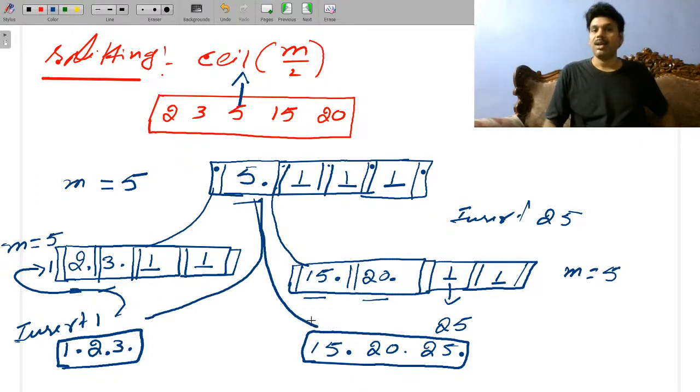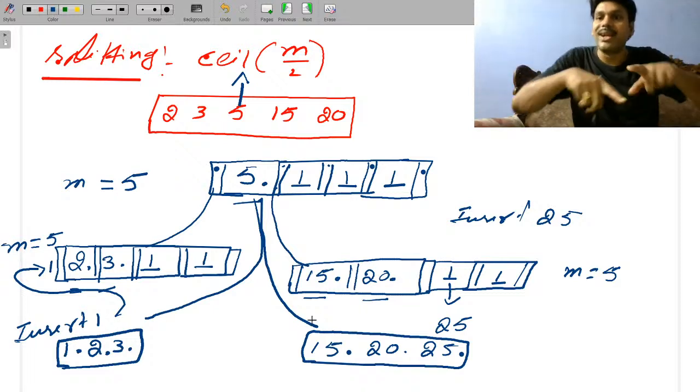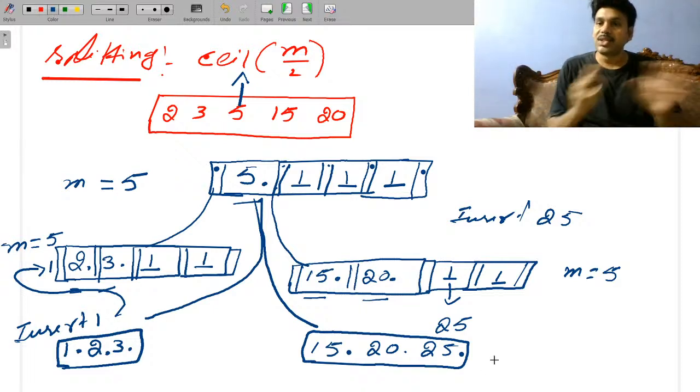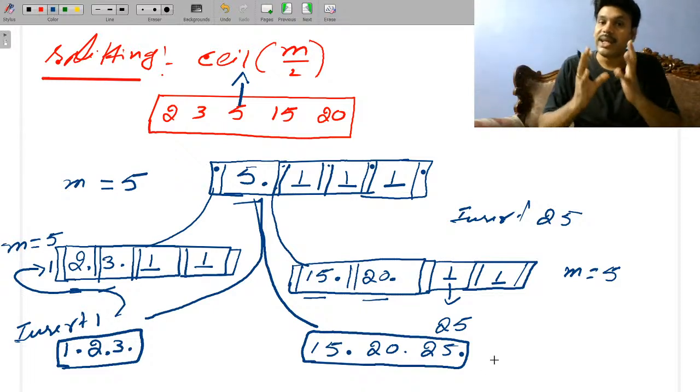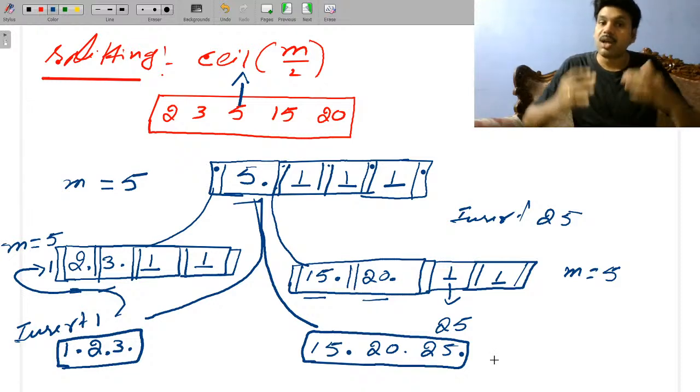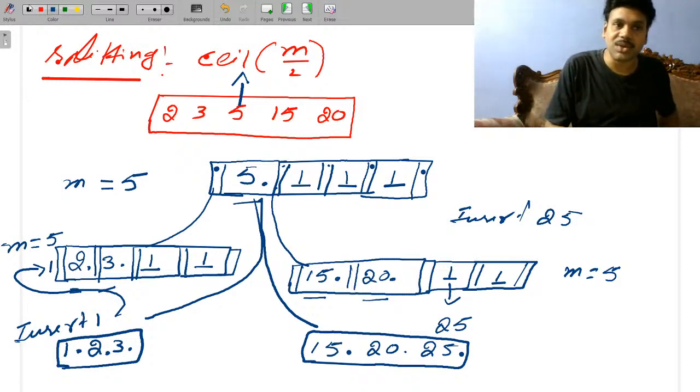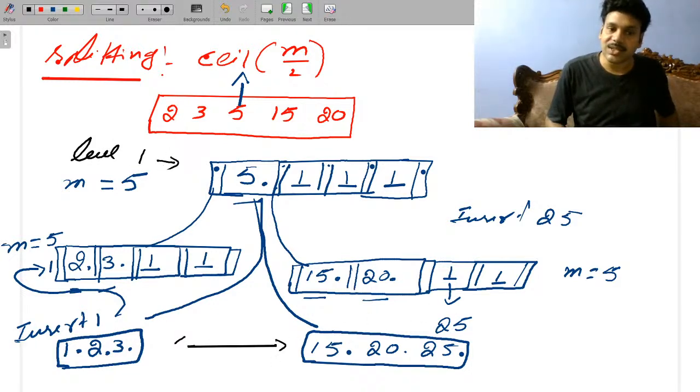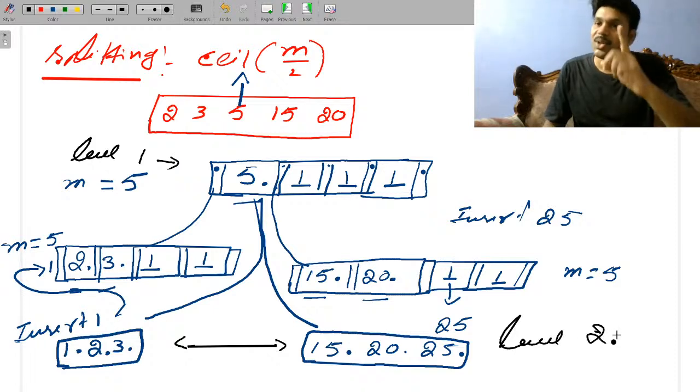Okay friends. So this complete structure is the index for you. This is not a data file. It is an index file which has 2 levels. Please observe, which has 2 levels. This is your level 1 and this is your level 2. So what is your height? Your height is only 1. Number of levels 2. Height is only 1.